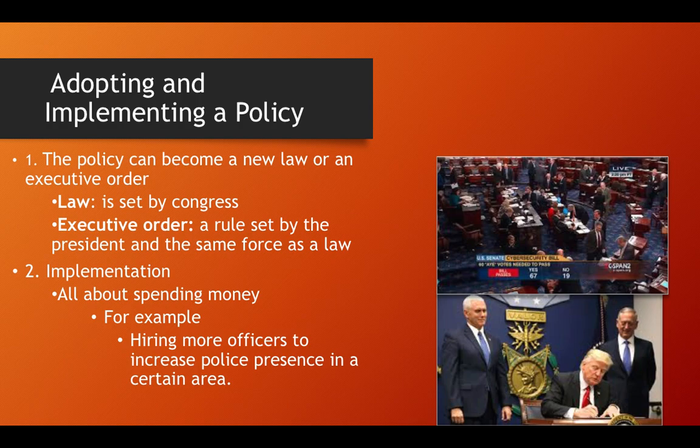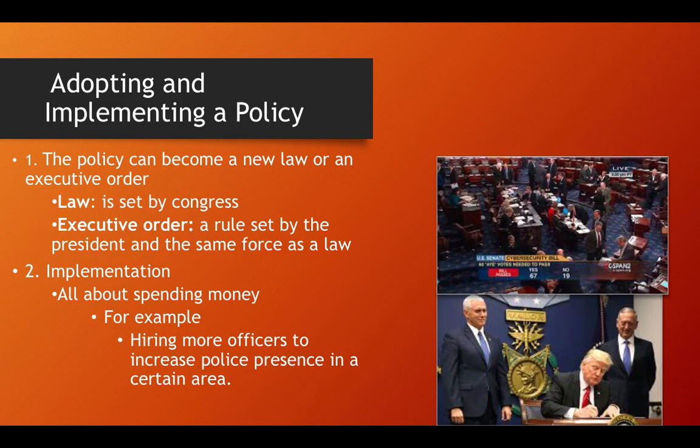But there's also something that the governor or the president can do, and that is pass an executive order, which is bypassing Congress and making a law themselves, which is not as common. Now, the implementation phase is going to be related to how that specific policy is being executed and how it's carried out.